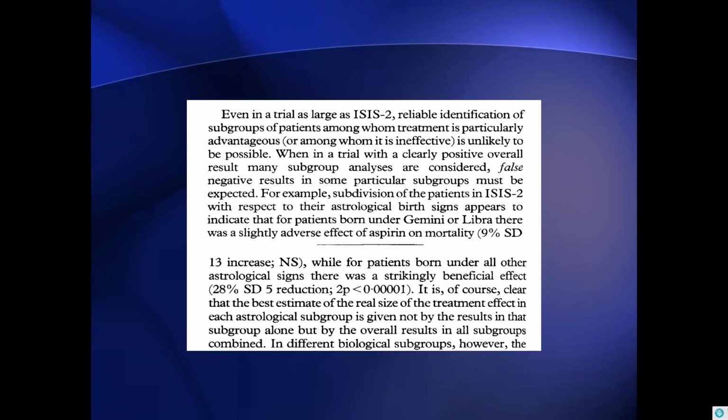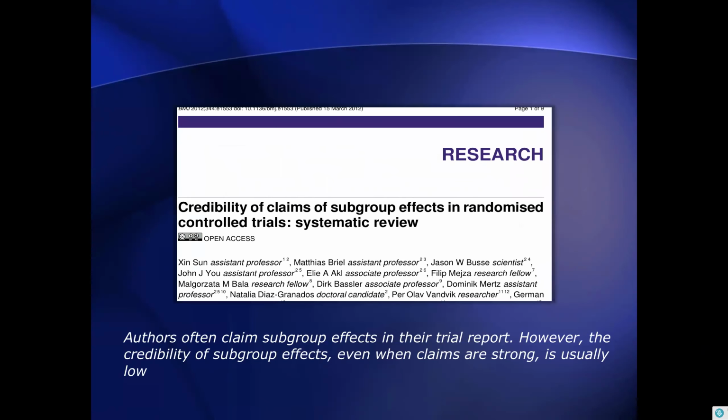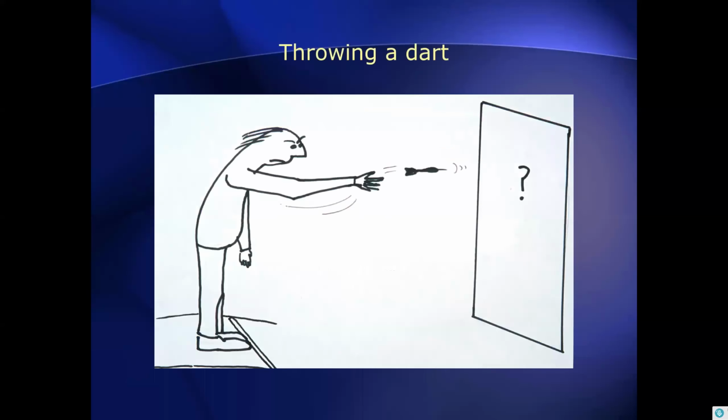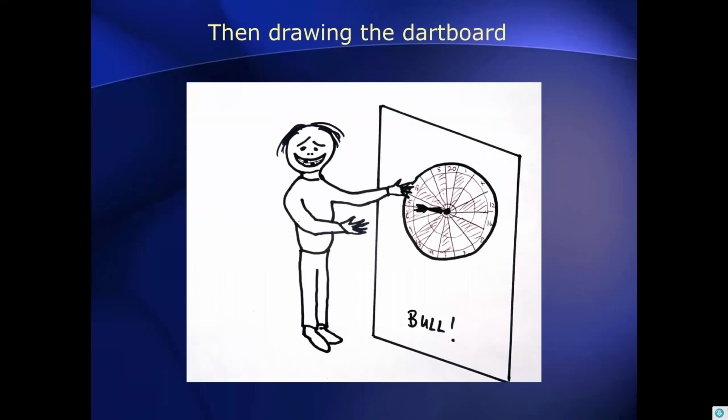And again, that finding is a spurious finding, and it was just a means of the author demonstrating the caution and problems that can be associated with subgroup analysis. And some systematic reviews have supported that finding. Authors often claim subgroup effects in their trial reports. However, the credibility of subgroup effects, even when claims are strong, is usually low. Part of the problem is it's like throwing the dart into the data and then drawing the dartboard.